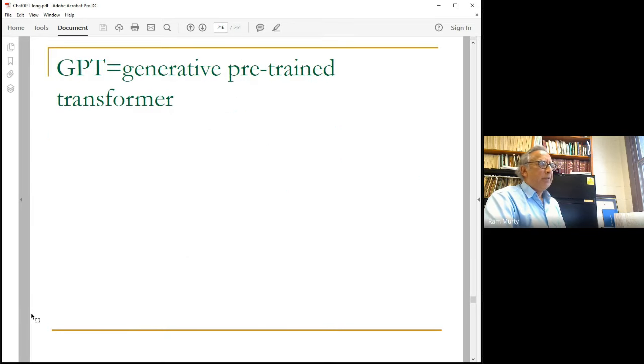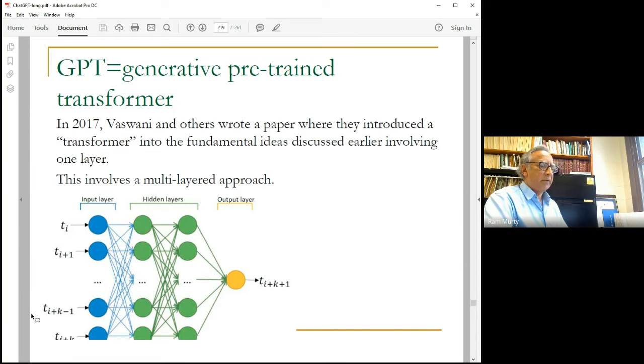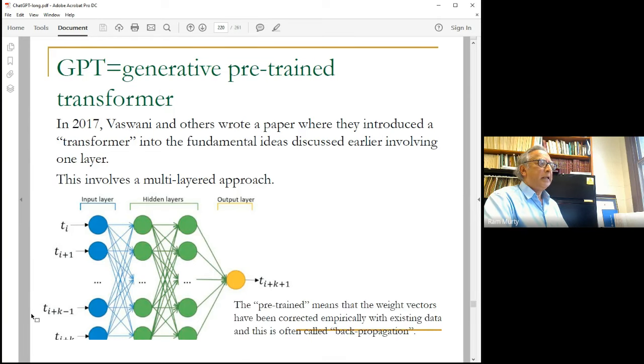GPT, what does GPT mean? Generative Pre-trained Transformer. In 2017, Vaswani and others wrote a paper where they introduced a transformer into the fundamental ideas discussed earlier, involving only one layer. It's a multi-layered approach like this that I've been trying to show. And pre-trained means the weight vectors have been corrected empirically with existing data, and this is often called back propagation.